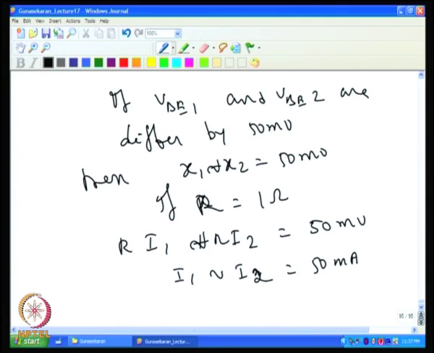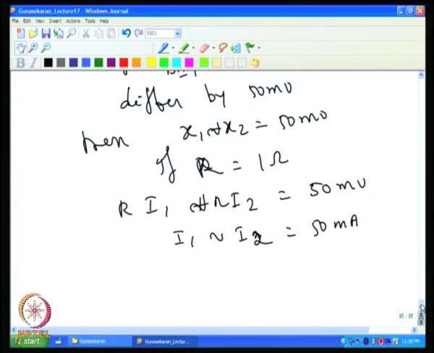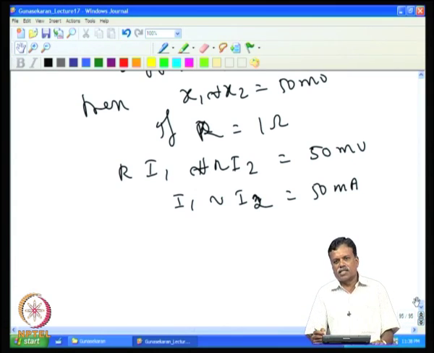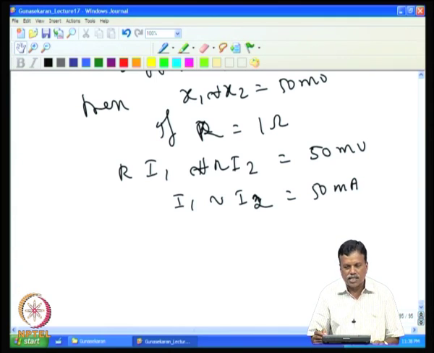If I increase the resistance R, then the current difference becomes smaller. For example, if R is equal to 2 ohms, then the difference will become 25 milliamps. So, one can select R such that the acceptable difference is maintained, but a 50 milliampere difference in 1 ampere current is more than enough for the normal applications. So, any number of transistors can be connected in parallel by adding the required emitter resistance to each transistor.